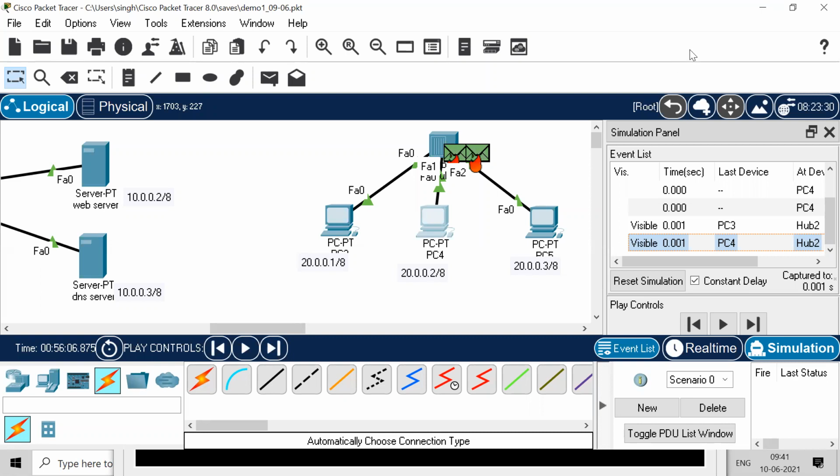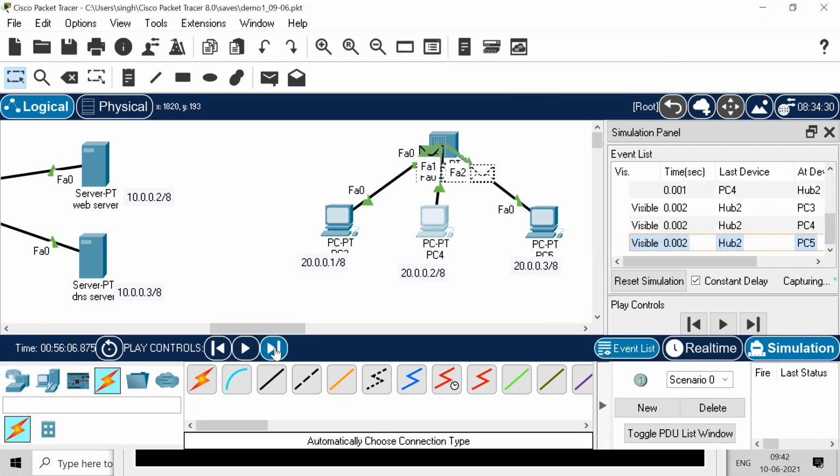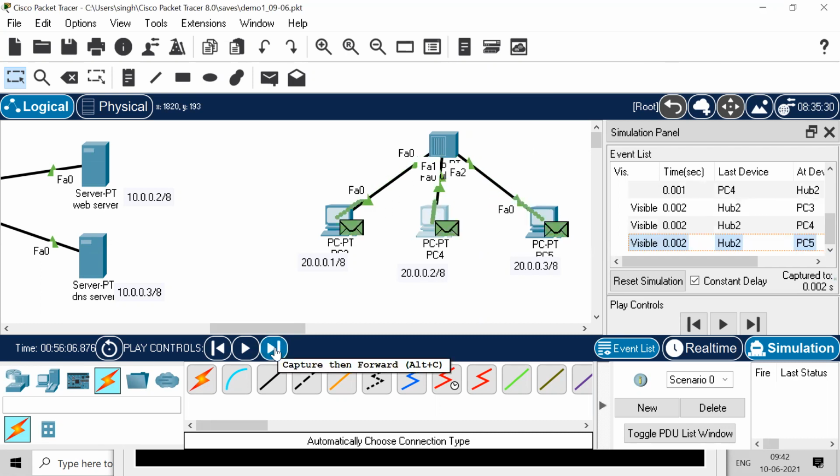Right? That is what is known as collision. Both of them started together, checking that the medium is available and nobody is communicating. They both started together and they both collided. Okay, and the collision will now be forwarded to everyone. When they are transmitting to everyone, the collision will reach everybody.